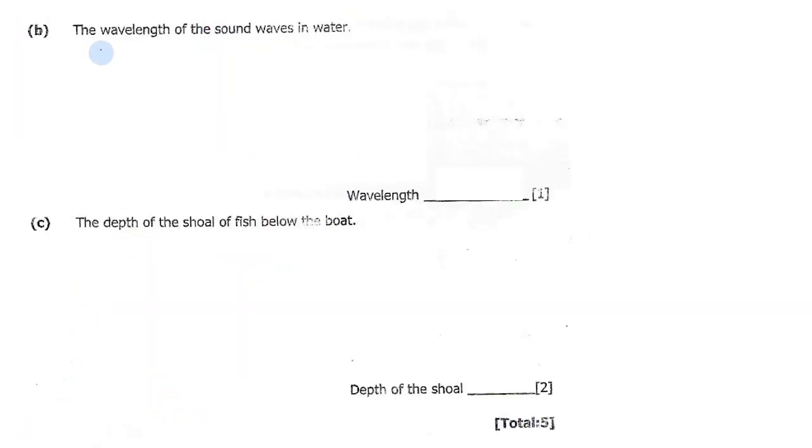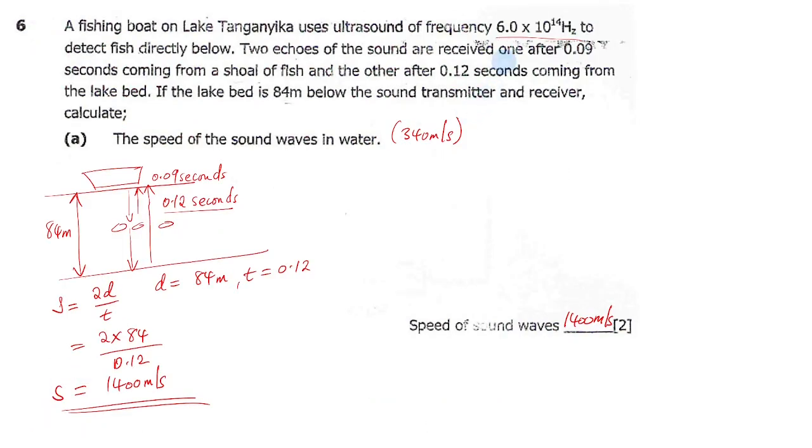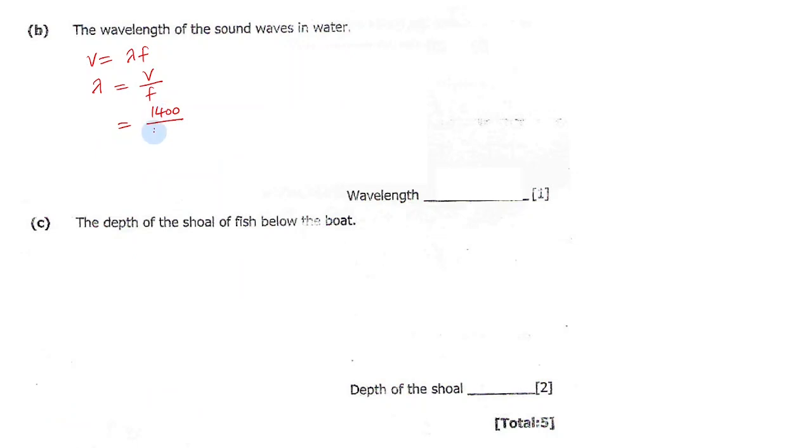Then here they ask for the wavelength of sound waves in water. So we'll use the same formula. Speed is equal to wavelength times frequency, so wavelength is equal to speed over frequency. The speed we have found to be 1400, divided by the frequency, which was already provided, 6.0 times 10 to the power 14.